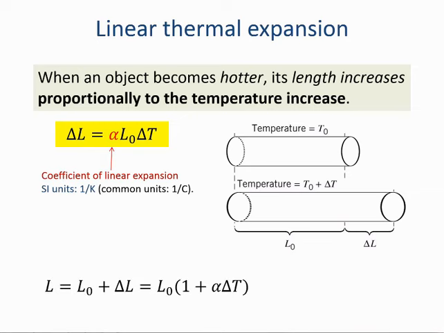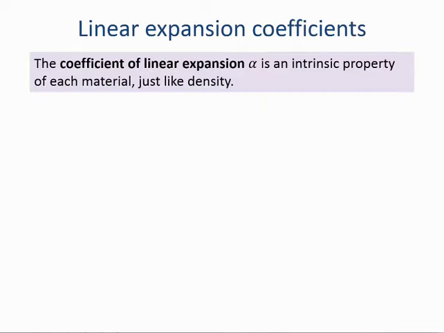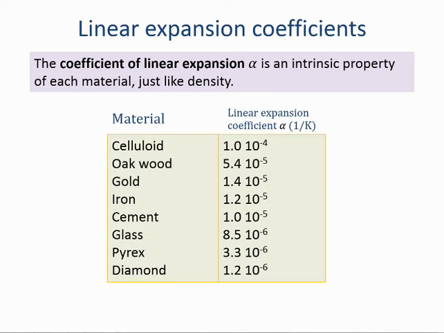Mathematically, you could write that the final length is L0 plus delta L, that is L0 times (1 plus alpha delta T). If alpha is positive, then the material behaves normally in the sense that when the temperature increases, the object will get longer, and when the temperature decreases, the object will get shorter. Here are coefficients of linear expansion alpha for different materials. The range is not very large, but it spans about 3 orders of magnitude.